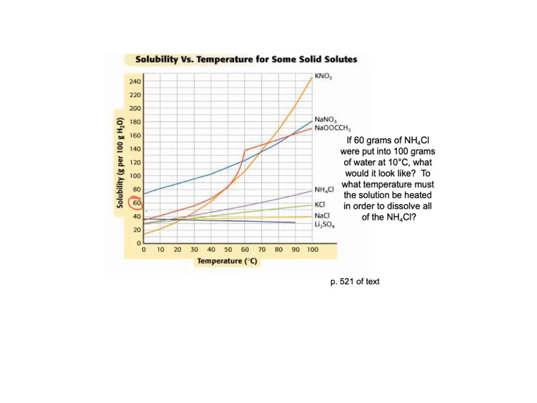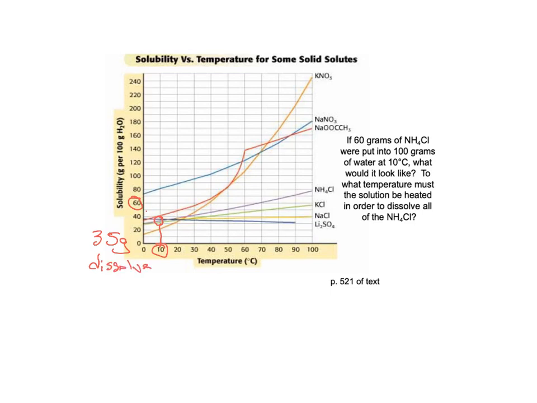So if we have 60 grams of our NH4Cl, I'm just going to circle that. And then at 10 degrees Celsius, what would it look like? What would we actually see? If I look at this graph right here, it looks like where that purple line intersects at 10 degrees Celsius, maybe we have to take a little bit of a guess, we say maybe 35 grams. And remember what that line tells us: maximum solubility tells us that 35 grams will dissolve, all right?